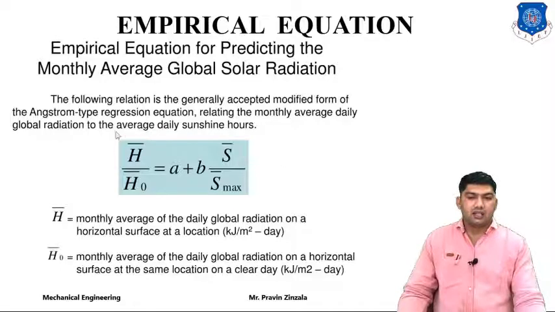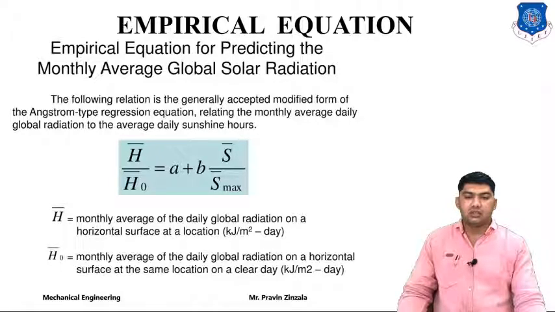So this is the ratio equation. H dash is the monthly average of daily global radiation on a horizontal surface at a specific location, and its unit is kilojoule per meter square per day. H0 is the monthly average of daily global radiation on a horizontal surface at the same location on clear days, meaning we are not considering any atmospheric condition such as heavy rain or a cloudy atmosphere.